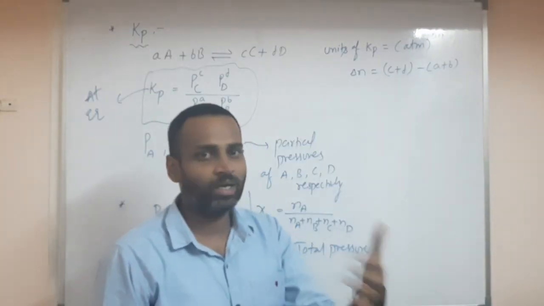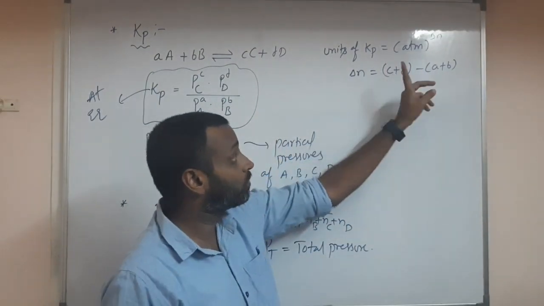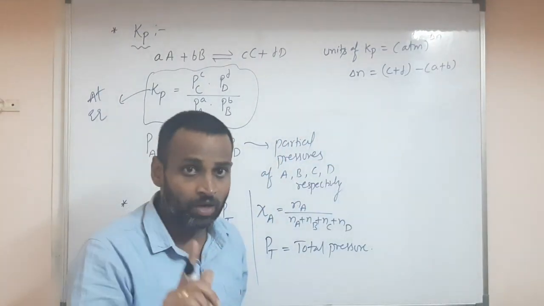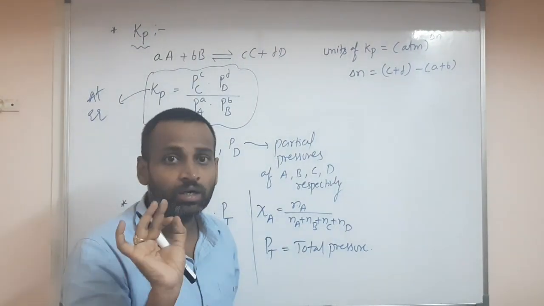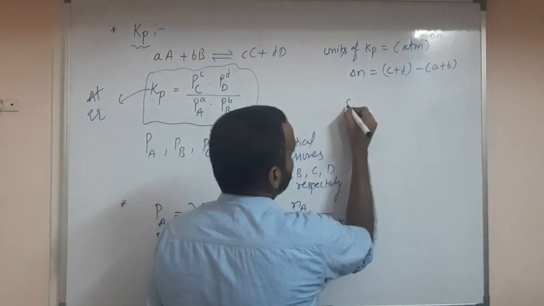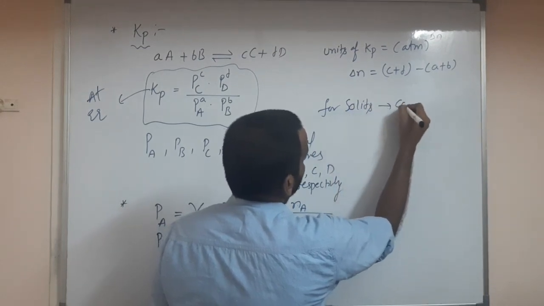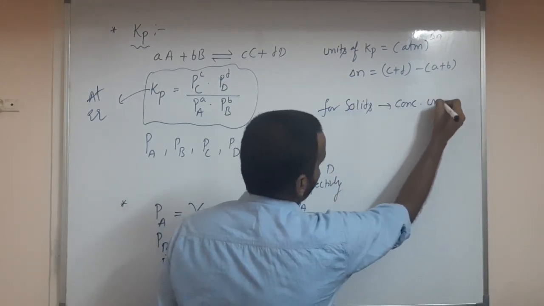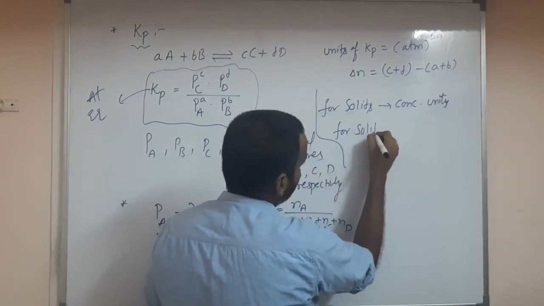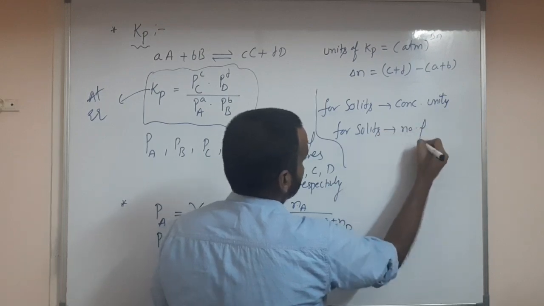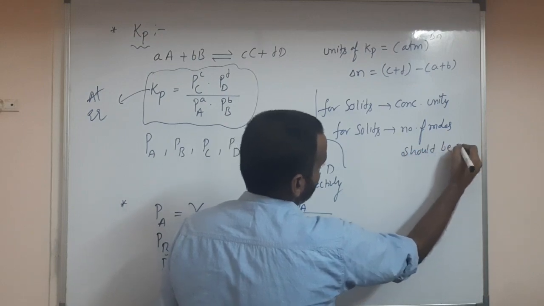Even if a liquid is in excess, you have no need to consider it. If all reactants and products are liquids, then those numbers of moles you have to consider. For solids you have to take the concentration as unity, so their contribution to the number of moles should be 0.